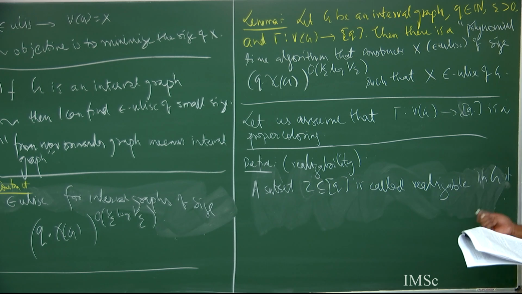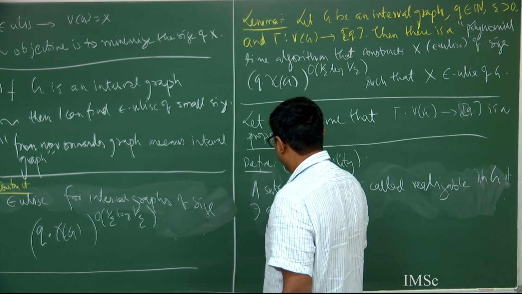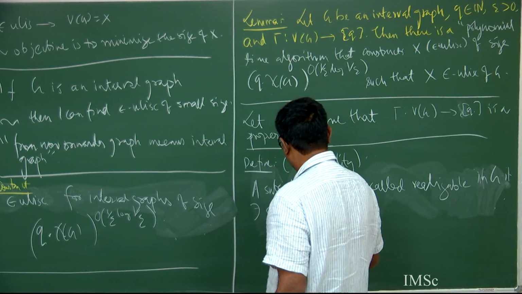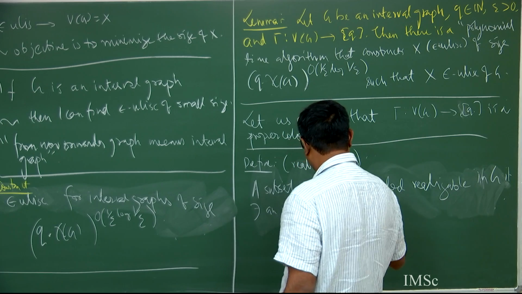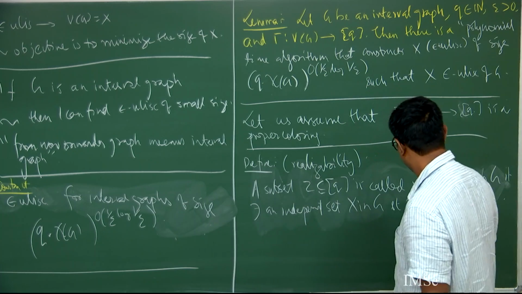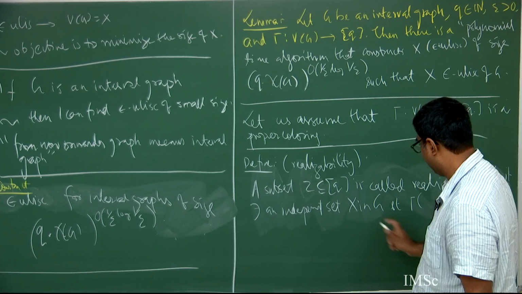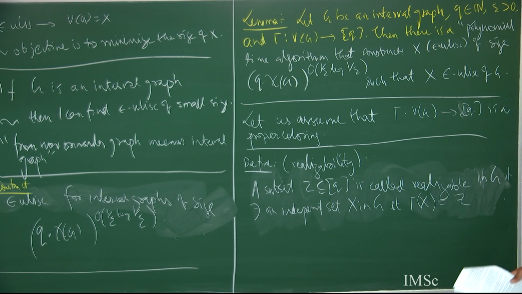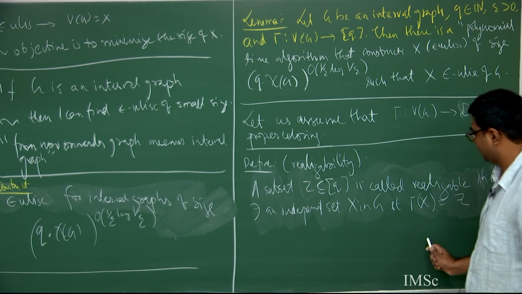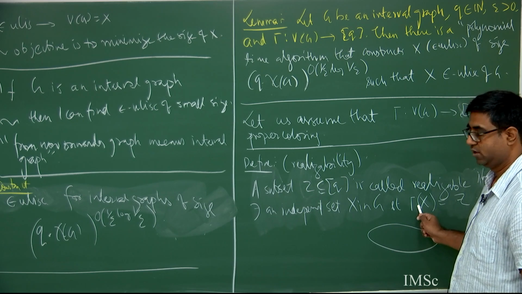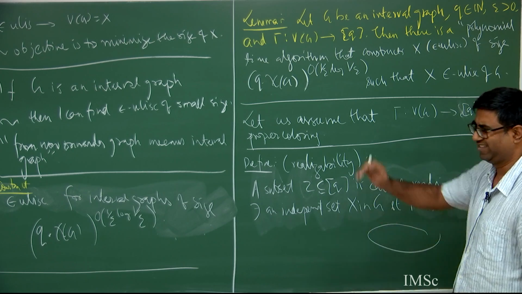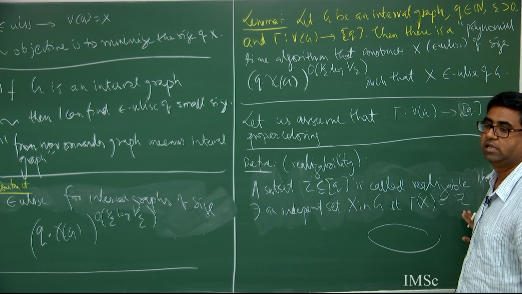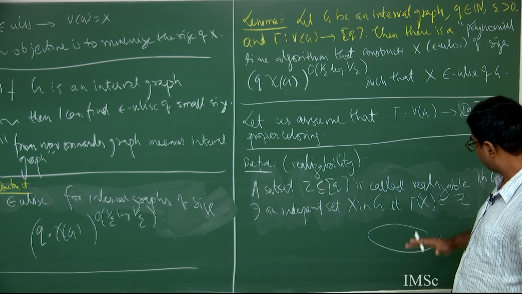It's called realizable if there exists an independent set X in G such that, if I look at the colored set of X, this is exactly equal to Z. Then I will call it realizable. So this subset of labels is realizable if I can find an independent set like this. And we can always say it is equal, because if you had some bigger set X which realizes the labels Z, then just delete all those labels which are not present in Z, and you will still have an independent set. So we can always say equal.